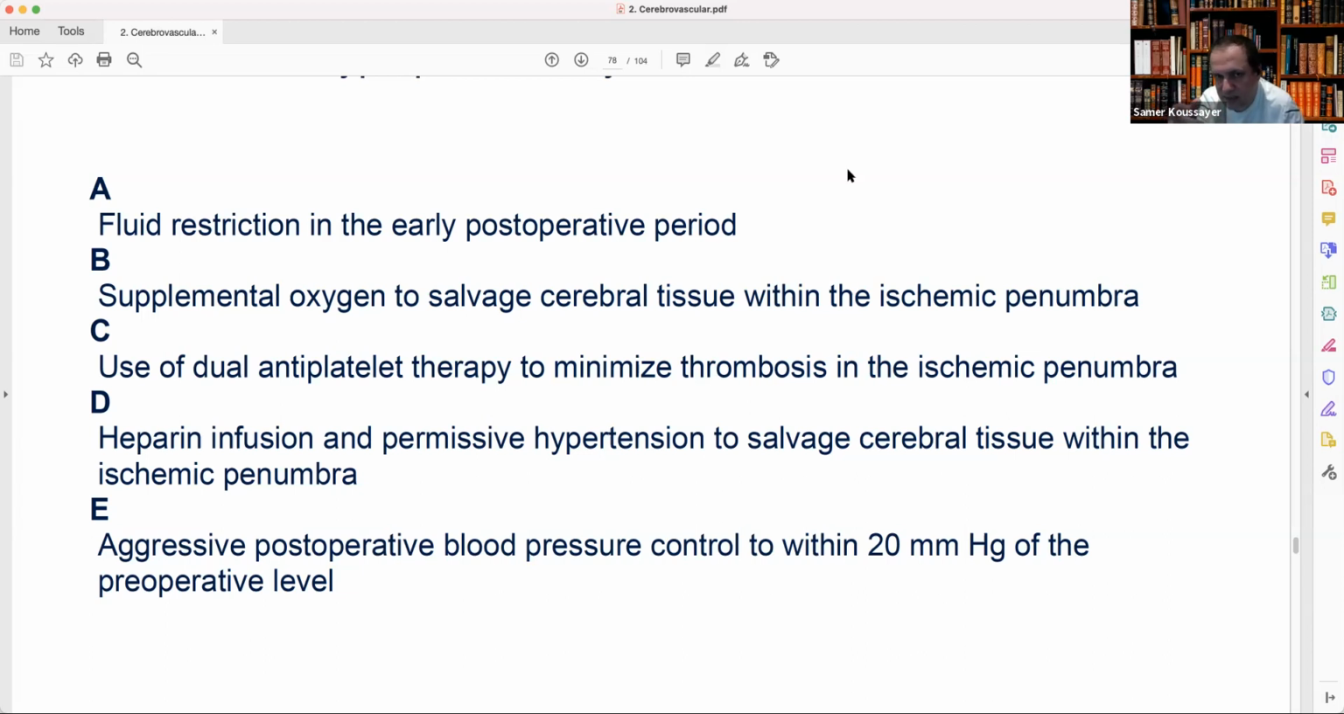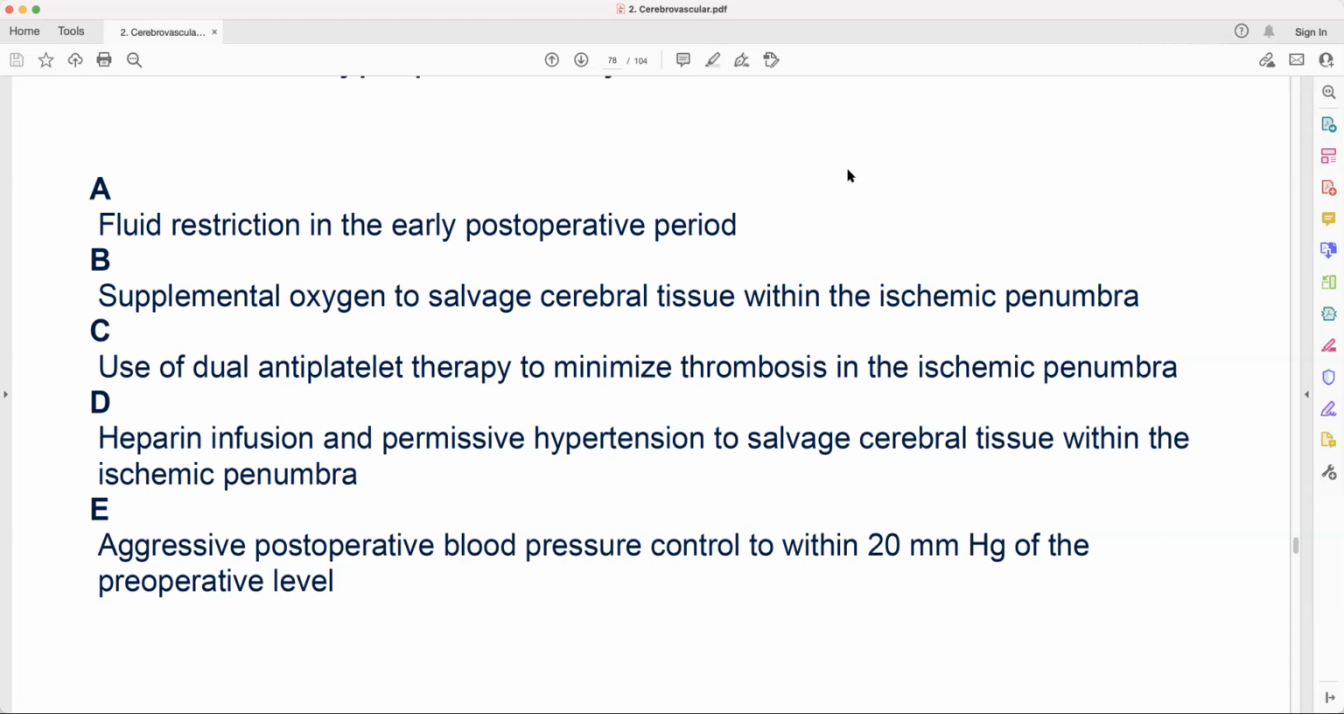But this is not the issue here. Our issue now is the ischemia itself, not the penumbra, it is a stroke or hyperperfusion injury. Okay? That's the reason why this answer is wrong: use of dual antiplatelet therapy to minimize thrombosis in the ischemic penumbra. No, that will not help.